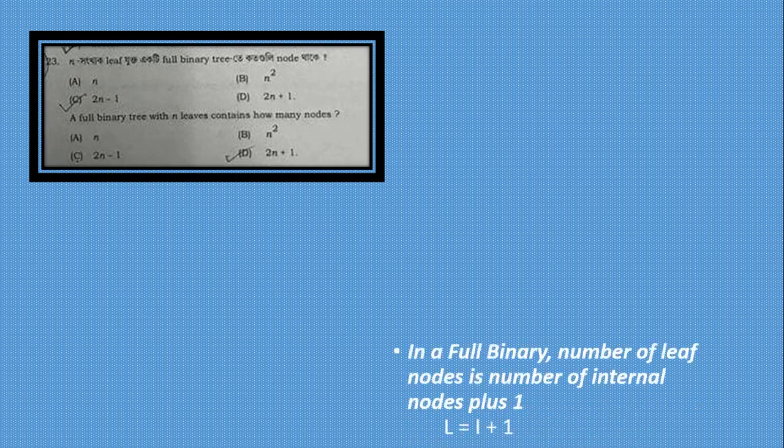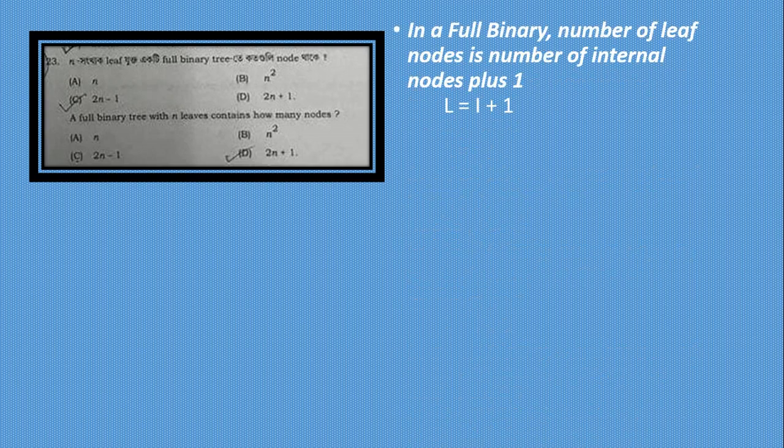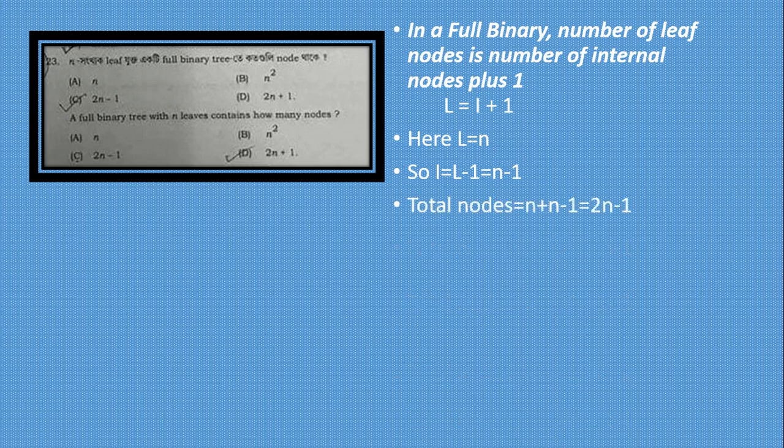A full binary tree with n leaves contains how many nodes? In a full binary tree, the total number of leaf nodes equals internal nodes plus 1. Here leaves equal n, so internal nodes are n minus 1. So total nodes are n plus n minus 1, which is 2n minus 1. So the right answer is option D.